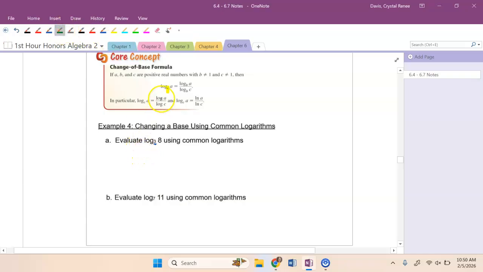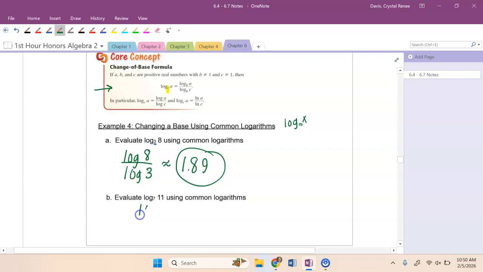So using this here, I can rewrite this, and we're doing it using common logs, which is just log of x, right? And remember, this is the same thing as log base 10. So this here, according to the change of base formula, is the same thing as log of 8 over log of 3. We can put that into our calculator pretty easily and get 1.89 roughly. Same thing down here. We can write this as log of 11 over log of 7, put that into our calculator, we get 1.23.